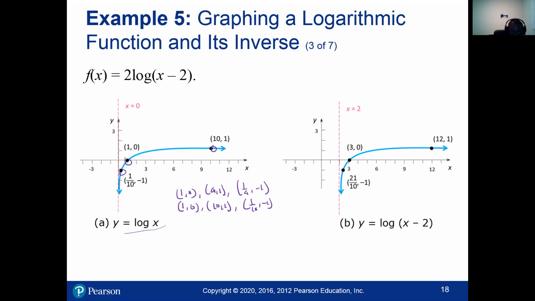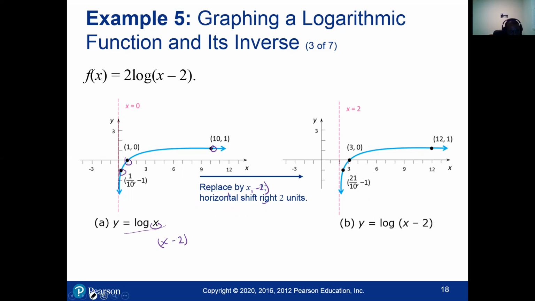The line x equals 0 is the vertical asymptote. All right, so then instead of x, we're going to replace it with x minus 2. Now, what is that graph? This is a horizontal shift, to the right, 2 units. So that's why we have this graph. That means the vertical asymptote will move 2 units.